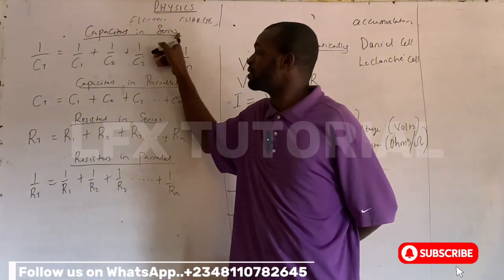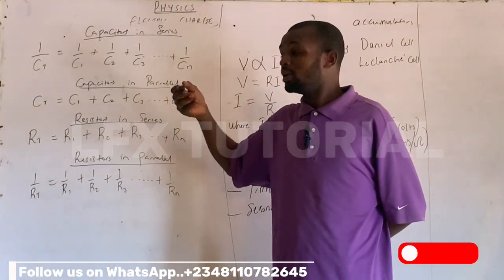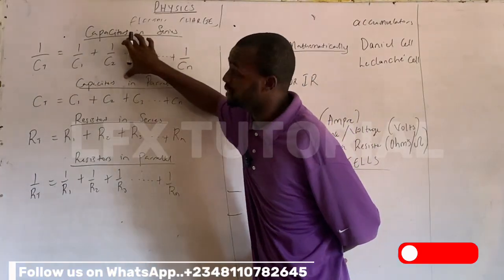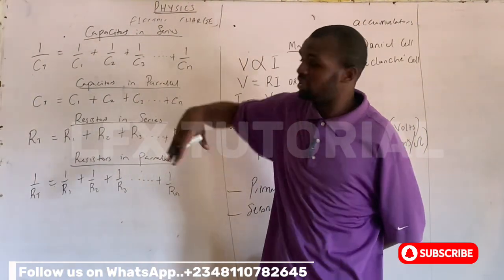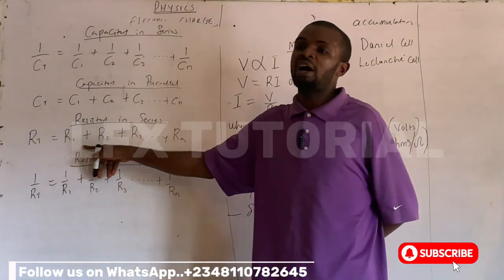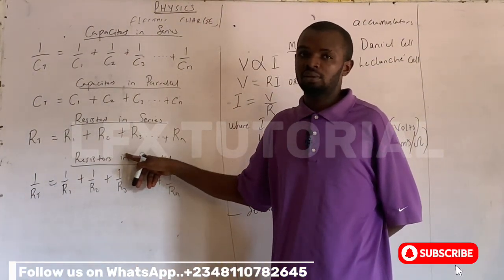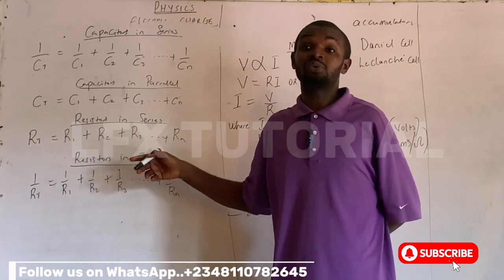This one is capacitor in series. Remember that it is 1 over CT. Once you have known that this one is for series, if you see resistor in series, change it to the opposite. If this one was 1 over, then resistor in series will not have 1 over again. Do you understand? That is how you can know it.